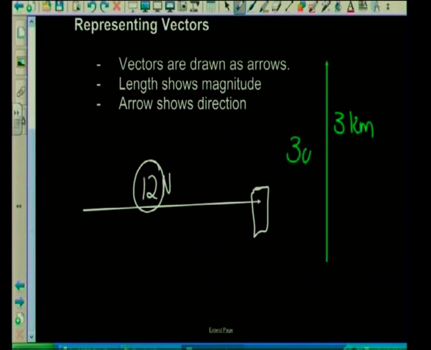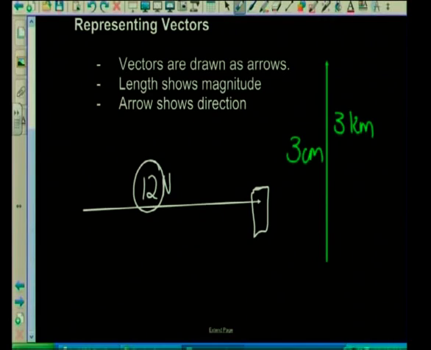Now we can do this with accurate diagrams, which means we would need to use a scale. Obviously, I'm not going to do that. That's a skill you guys need to go home and learn. If I told you to draw a 3 kilometer arrow pointing upwards, going north with a scale of, say, 1 centimeter equals a kilometer, then this would be 3 centimeters long. Okay? Scales are up to you.